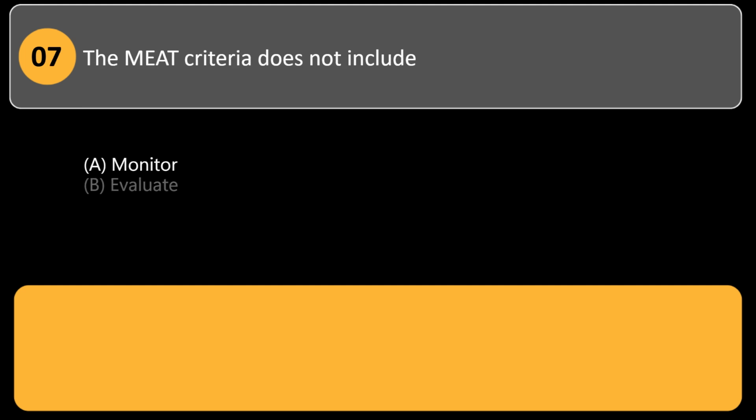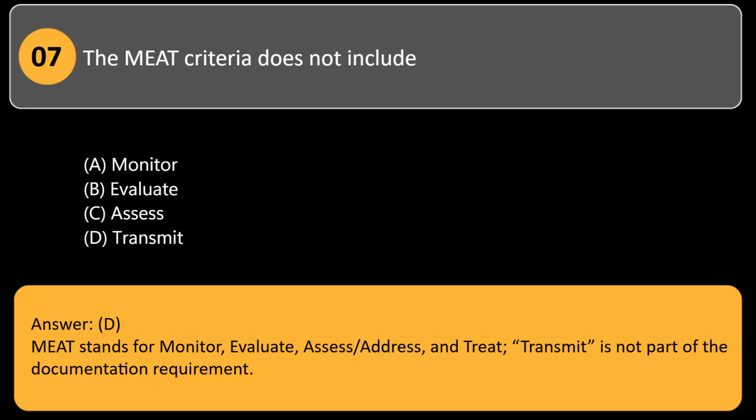The MEAT criteria does not include: A. Monitor. B. Evaluate. C. Assess. D. Transmit. Answer D. MEAT stands for monitor, evaluate, assess/address, and treat. Transmit is not part of the documentation requirement.